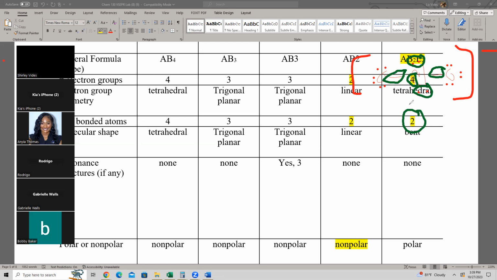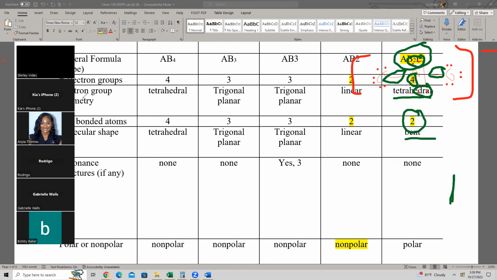And also, you notice that the shape from the electron group geometry, this shape and this shape are different. That is also another clue. So there are 3 ways of knowing whether it's polar. Number one, those two numbers that I showed you, the electron groups and the number of bonded atoms, right? Number two, does it have lone pairs around the central atom? And number three, your general formula that I had highlighted, if it has an E, then the answer is polar.